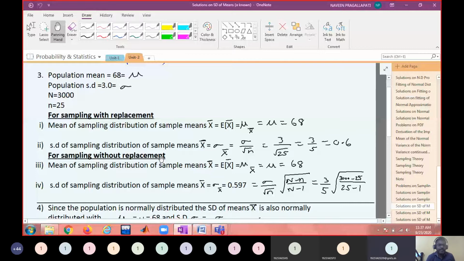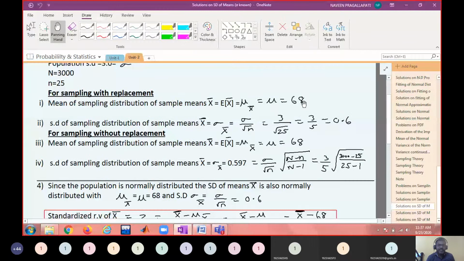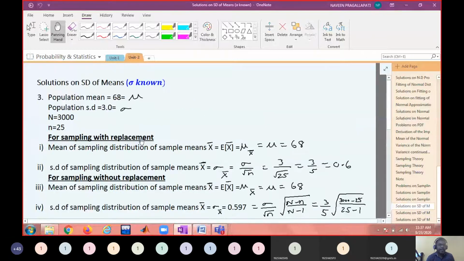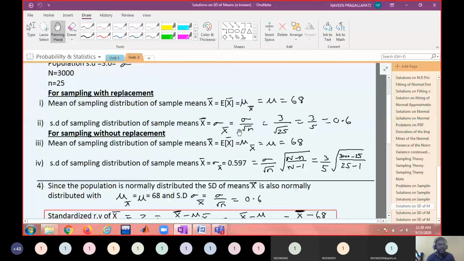So now you see, whether it is with replacement or without replacement, mean is going to be same. This is 68, and standard deviation is 0.6 with replacement, and without replacement also it is 0.6 when you round to 2 decimals. So that's what I was telling. As long as the population is normally distributed, we always by default take this formula sigma by root n. We don't need to take the other formula, because almost these values are same.